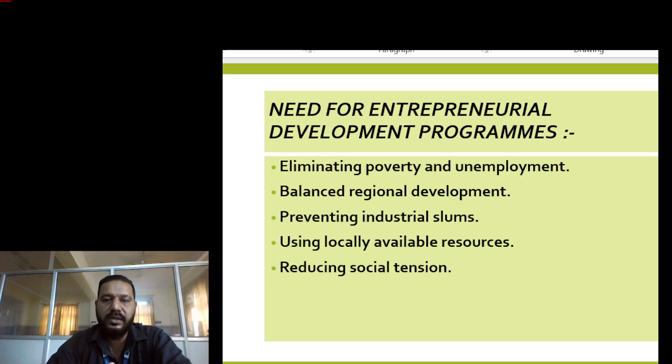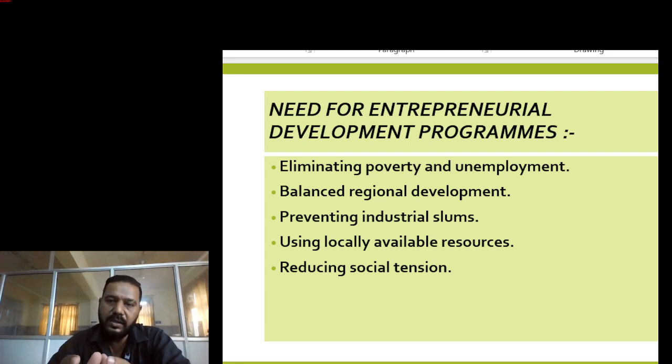Next is reducing social tension. The last need that I'm talking about for EDP is to reduce social tension. Definitely, if you are unemployed, if you are not doing anything and you are a youngster, you need something to do in your life. An EDP, or Entrepreneurship Development Program, provides you how to make a new product, how to propagate that product into the market, how to satisfy your customers, and all other things which are needed to earn a good amount of revenue, or you can get a good handsome amount of money after doing EDP.